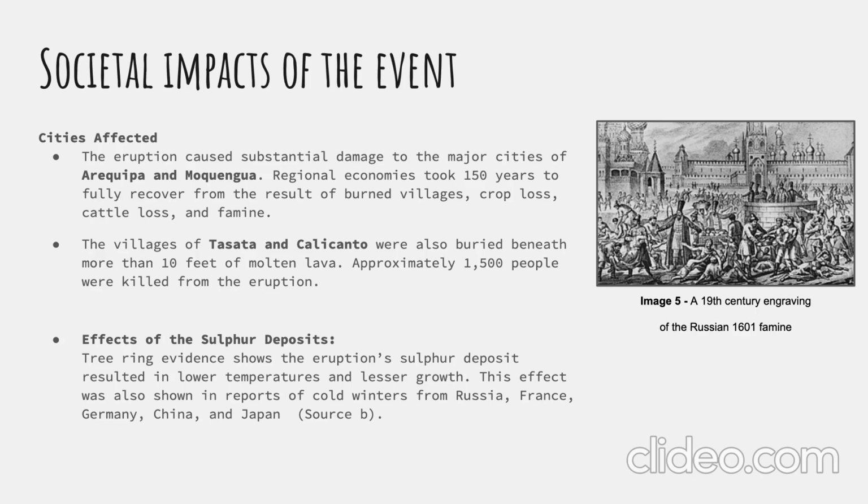In addition to that, the sulfur deposits were found not to just affect South America, but also have a more global impact, the effects of which can be seen in Russia, France, Germany, China, and Japan. One source of evidence for this is that we find sulfur deposits within tree ring evidence of that time. On the right over here, we have a 19th century engraving of the Russian 1601 famine. It's believed that the famine, which was mainly due to a lack of crops, was caused by the effects of the eruption and the large amount of sulfur deposits.